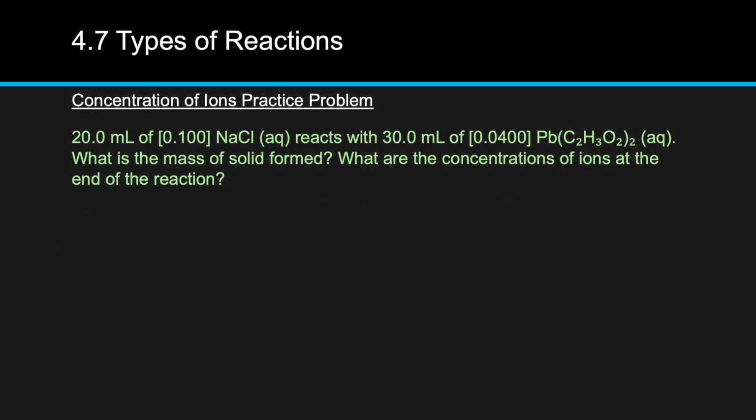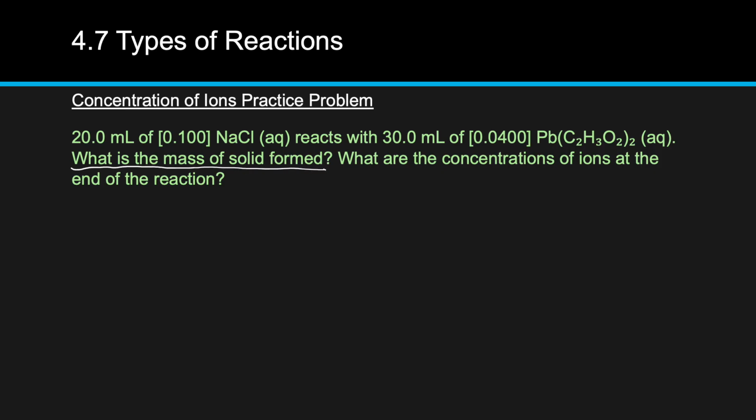And before we wrap up this lesson, I did want to do one of the more complicated stoichiometry questions with our precipitation reaction. So this question says 20 milliliters of 0.1 molar sodium chloride react with 30 milliliters of 0.04 molar Pb(C2H3O2)2. What is the mass of the solid formed, and what are the concentrations of ions at the end of the reaction?